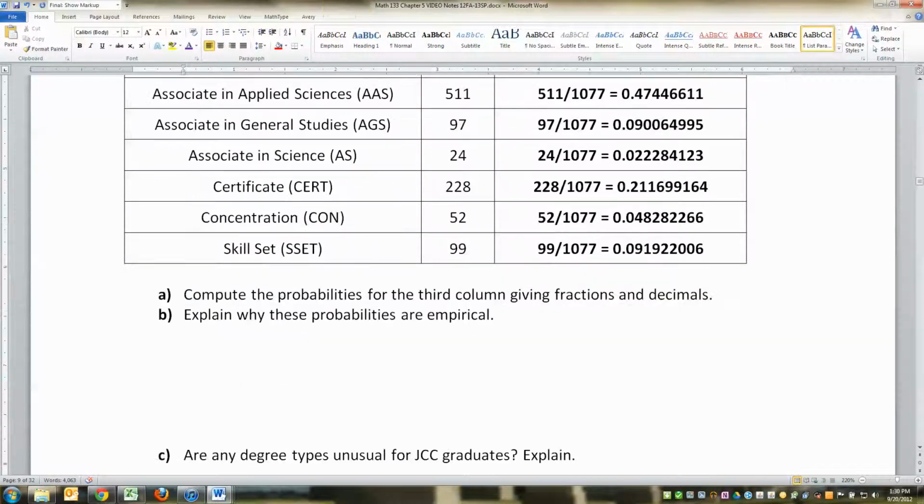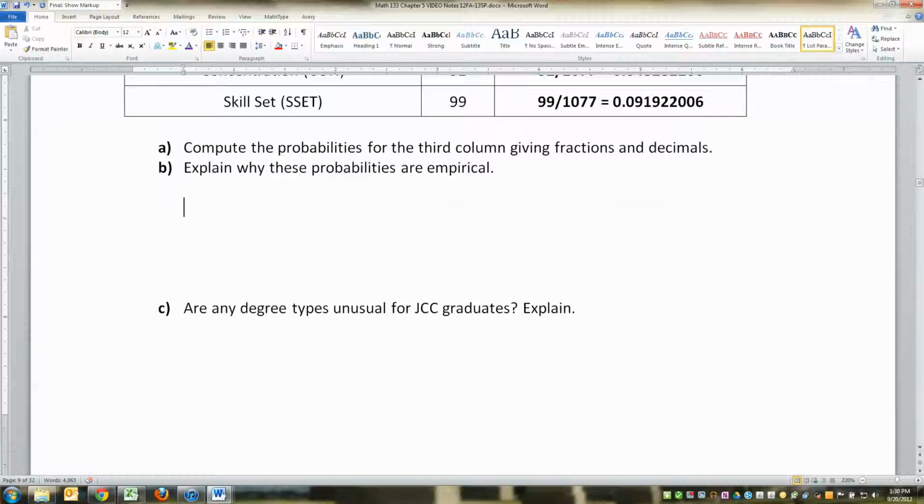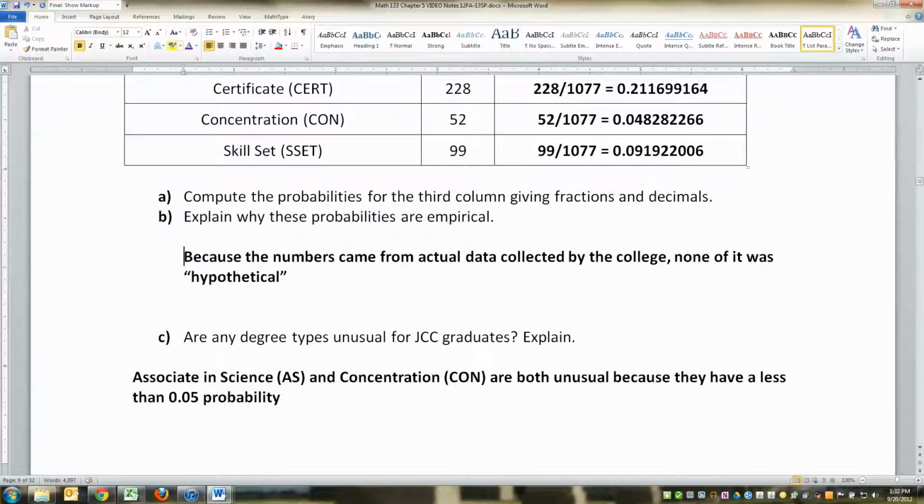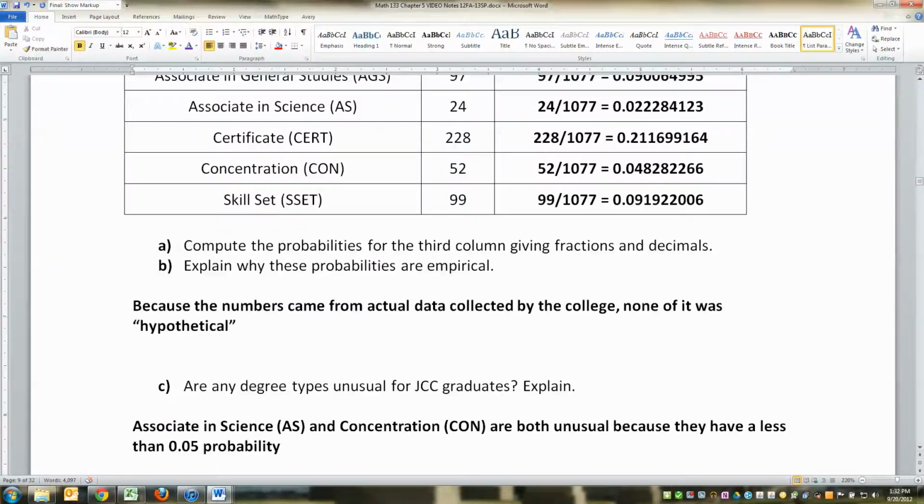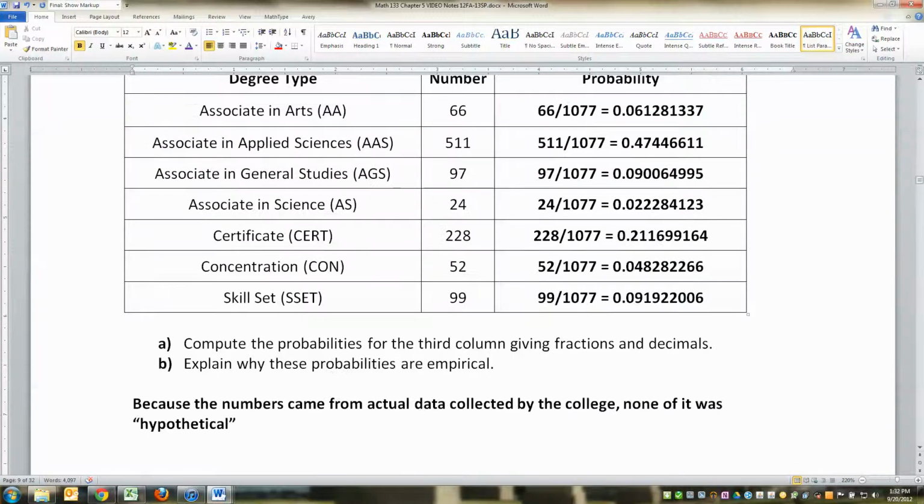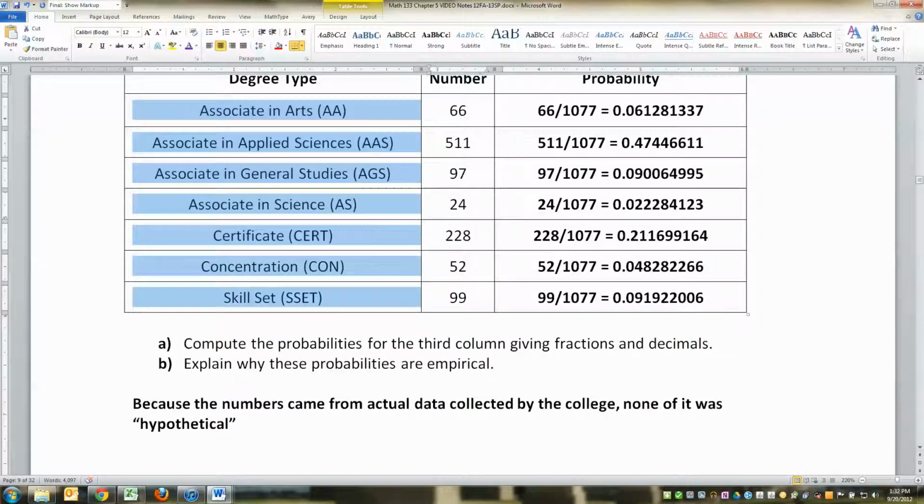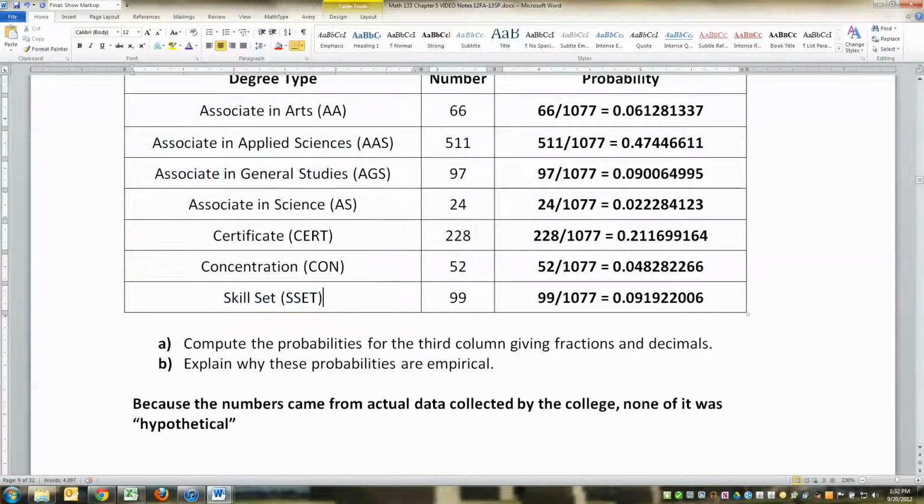All right, why are these probabilities empirical, and are any graduate degree types unusual? All right, well, I just typed them up for a sec. So why are these empirical? Well, empirical is based on data, and these numbers came from the actual institutional research department at JCC. These are real numbers from real students, right? You didn't just hypothetically think about, oh, 1, 2, 3, 4, 5, 6, 7. I mean, if this was classical, you'd say, oh, these are all equally likely, so everything's got a 1 in 7 chance, right? But empirical goes, no, no, no, no, no.